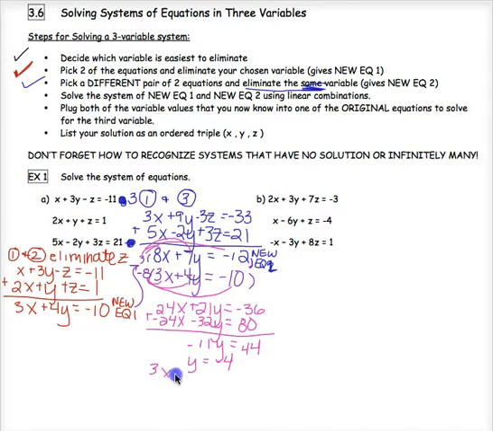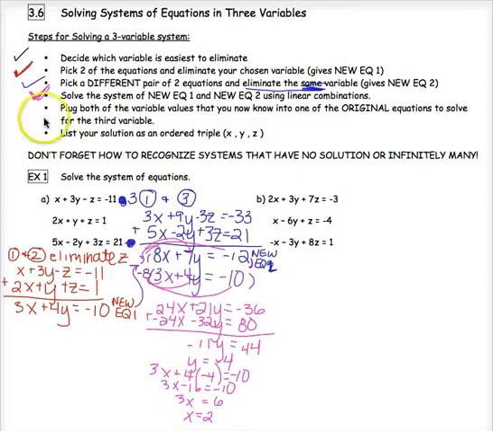So 3x plus 4 times negative 4 equals negative 10. So 3x minus 16 equals negative 10. To get x alone, add the 16 to both sides first. So when I do that, negative 10 plus 16 is 6. Divide by 3, and x is 2. So I have solved the system of new equation 1 and new equation 2. That means I know two of my variables. I know x and I know y.